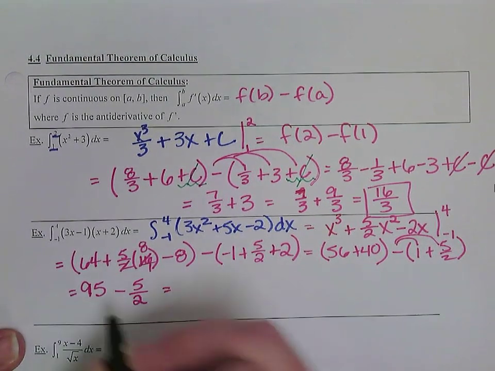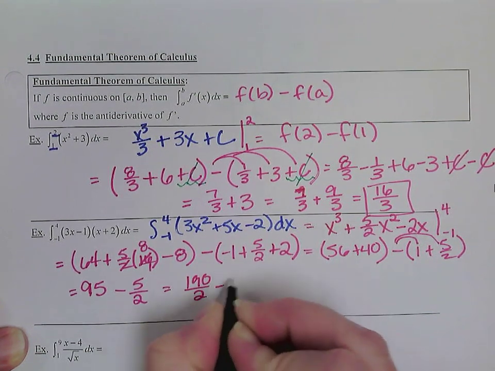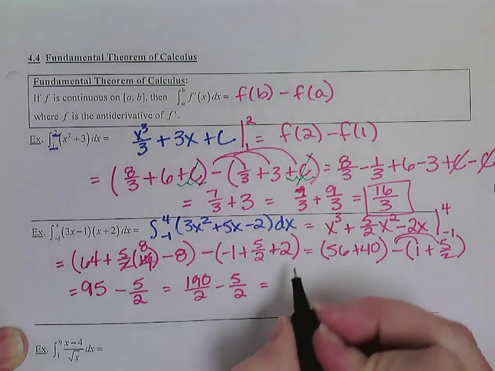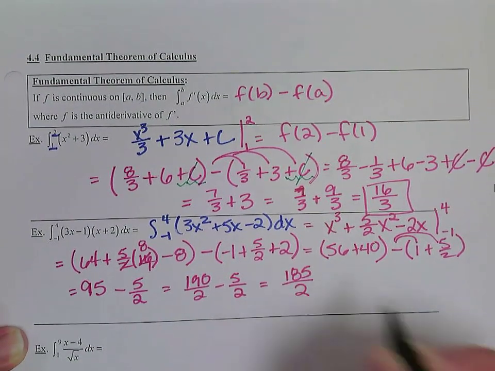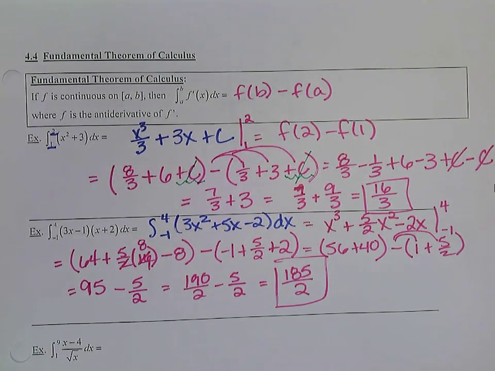So we'll get a common denominator. 95 times 2 is what, 190? Minus 5 would be 185 over 2. Well, what would be 184 would be 92 and a half. Yeah, 92 and a half. Okay, let's look at another one.